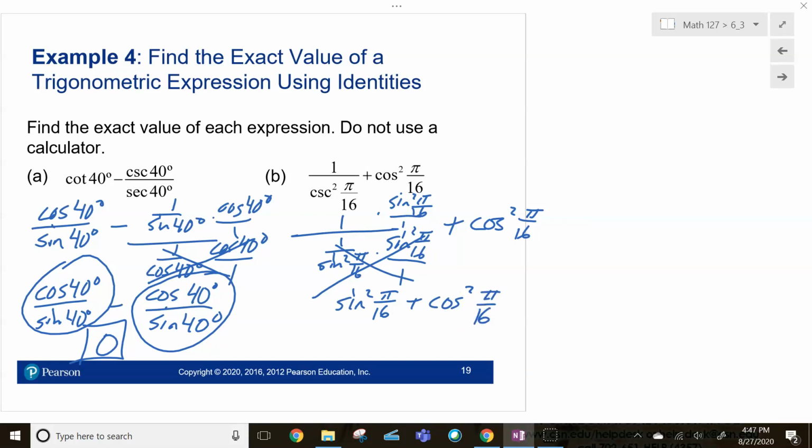So what's sine squared theta plus cosine squared theta? As long as these are the same thing, which they are, they're both pi 16ths, this is 1. Sine squared pi 16ths plus cosine squared pi 16ths, 1. 1 it is.